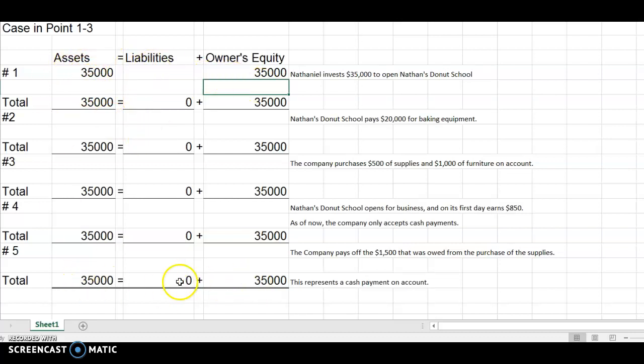Our accounting equation still balances. $35,000 equals $35,000. There was an increase on each side of the equation. And we have completed our first transaction determining the impact.